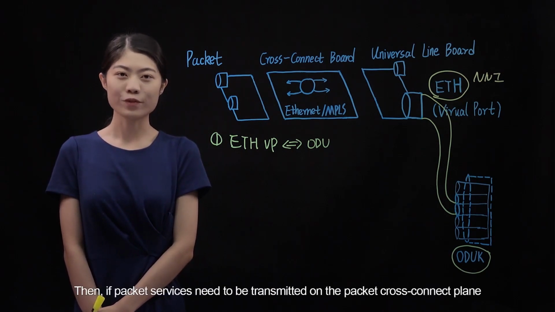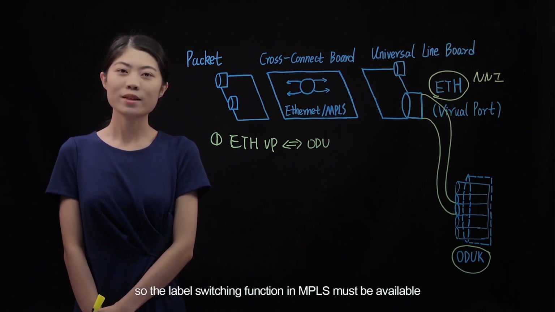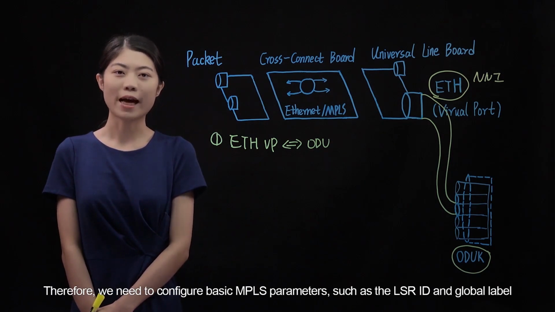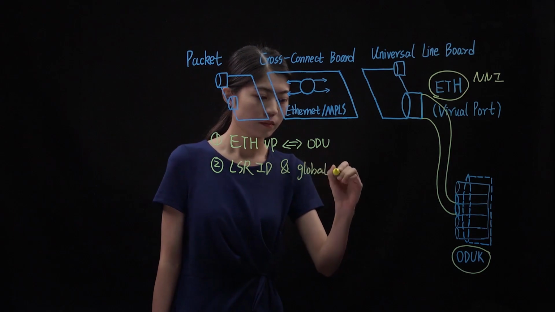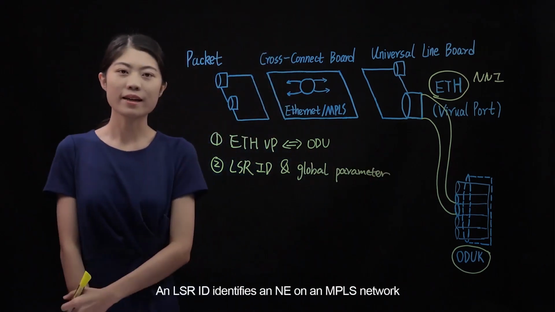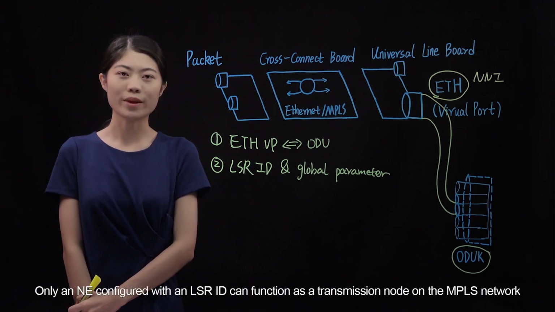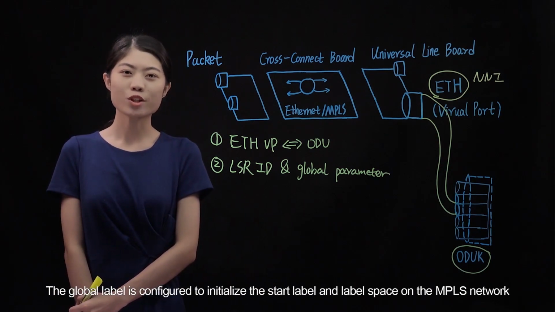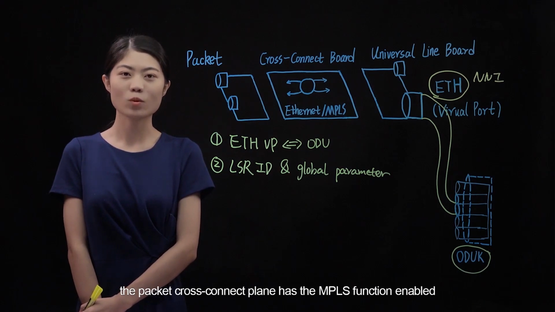Then, if packet services need to be transmitted on the packet cross-connect plane, the packet cross-connect plane must be capable of transmitting packet services, so the label switching function in MPLS must be available. Therefore, we need to configure basic MPLS parameters, such as the LSR ID and global label. An LSR ID identifies an NE on an MPLS network. Only an NE configured with an LSR ID can function as a transmission node on the MPLS network. The global label is configured to initialize the start label and label space on the MPLS network. After these basic MPLS parameters are configured, the packet cross-connect plane has the MPLS function enabled.